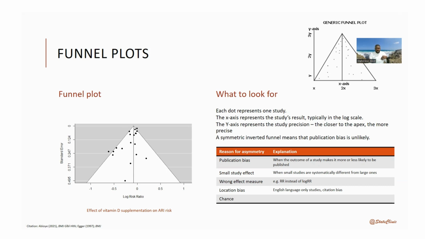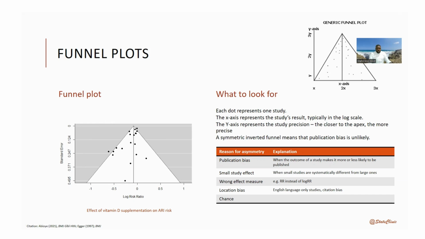That's the first thing I want to talk about. So first of all, each dot on the funnel plot refers to one study. So in this case, there might be maybe 10, maybe 15 studies that went into this meta-analysis. And so each dot represents a study, and the x-axis represents the study's results. It's typically on the log scale, right? So the point estimates. The y-axis is the standard error, like I mentioned earlier, which refers to the precision. The closer the study is to the apex, the more precise, right?